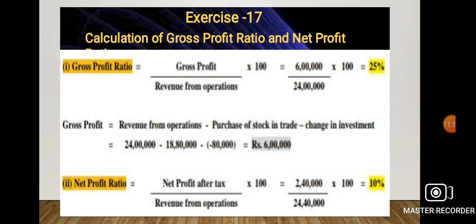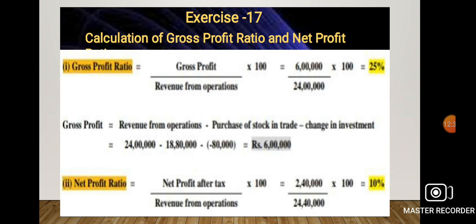From the following statement of profit and loss of Distinctions Limited, calculate the gross profit ratio and the net profit ratio. What is the formula of gross profit ratio? Gross profit divided by revenue from operations into 100. So what is my gross profit value? Rupees 6 lakh divided by revenue from operations 24 lakh into 100, 25%. This is the gross profit ratio.